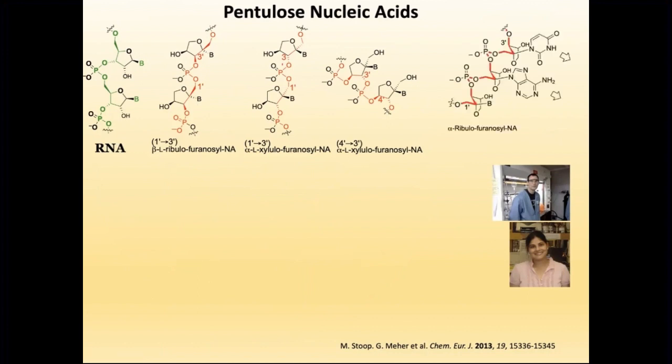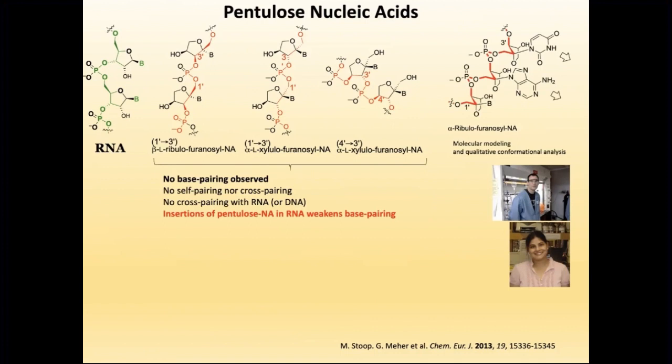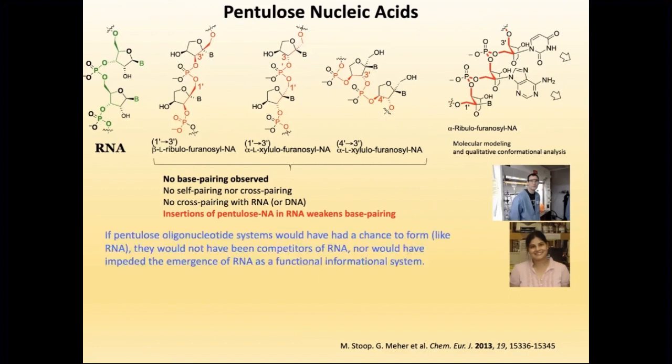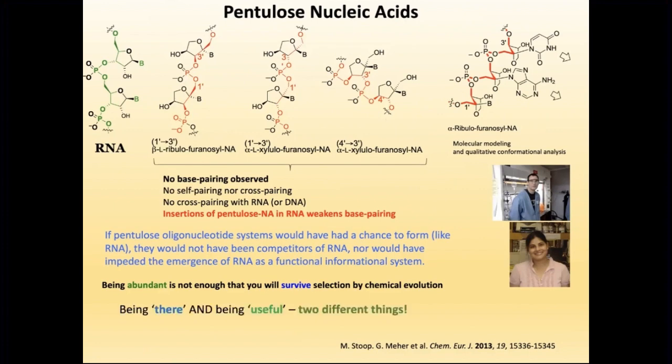And what we found after many instances was, unfortunately, despite the hard work of these people, these systems did not base pair. And any insertions of that led to a weakening of the base pairing systems in the RNA. So what we concluded was that, if these systems were around, they would not have competed with RNA. But what is more important is that just being there and being abundant is not enough to survive selection by chemical evolution. And that leads to an important point.